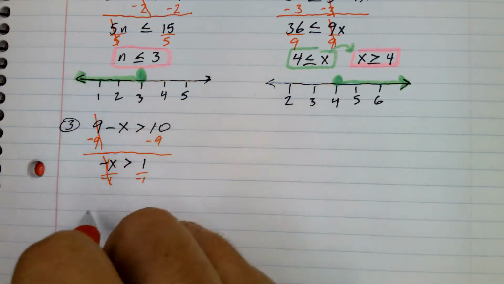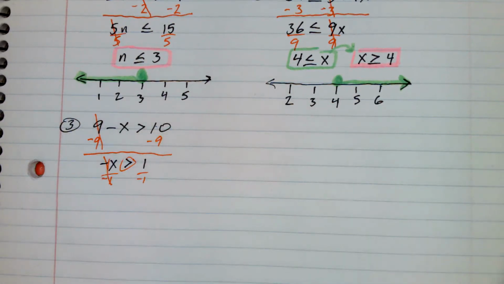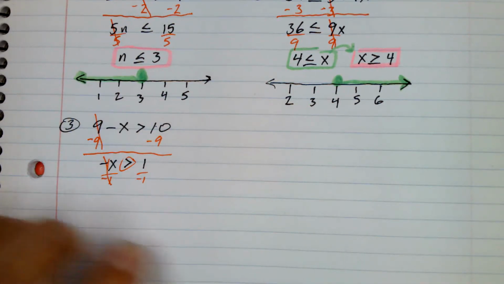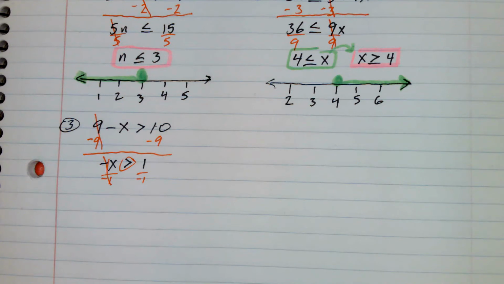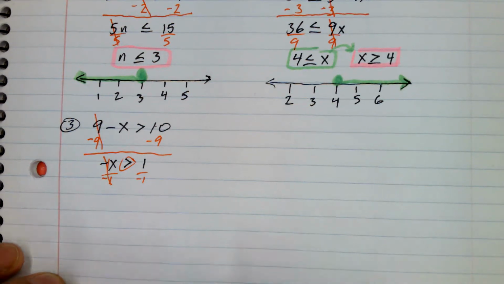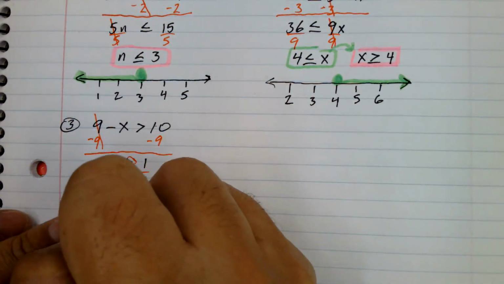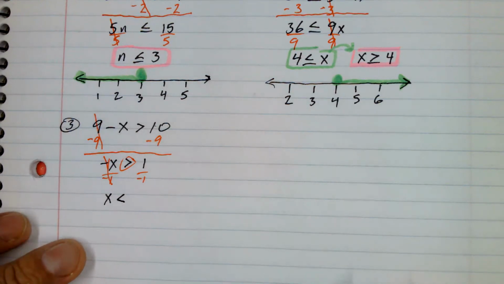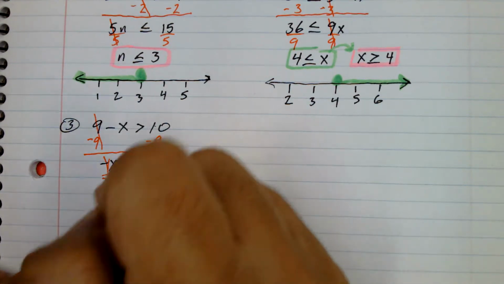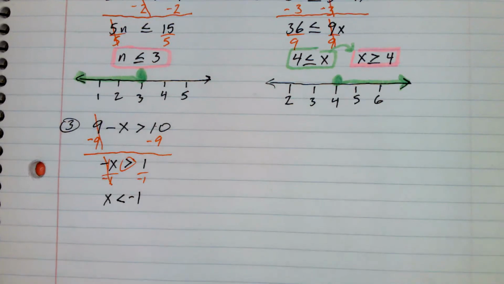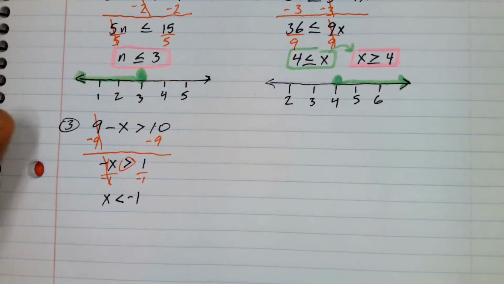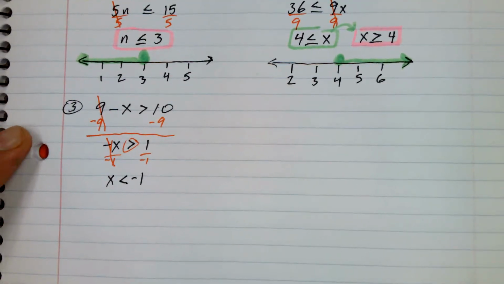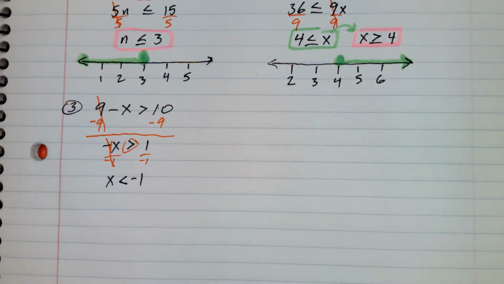There's one catch though. I did divide by a negative, so I'm going to circle that. Whenever I divide or multiply by a negative, I circle the inequality. That's a clue telling me to flip it. It has to be a less than. And this is -1. So my answer is x is less than -1. Okay.